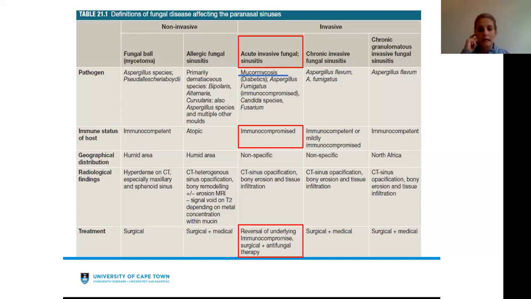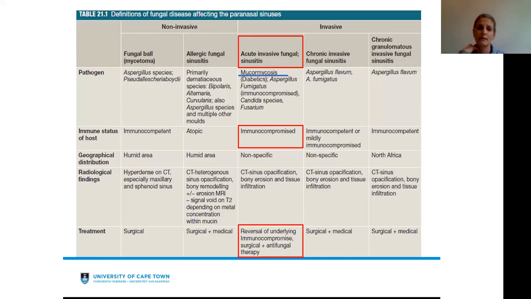What I'd like to highlight is, obviously, you can see your non-invasive groups and your invasive groups on the right. The important thing that sets acute invasive fungal sinusitis apart from the other types of fungal sinusitis, although you can have Aspergillus as a species, is that with acute invasive fungal sinusitis we get mucormycosis, which you don't really get in the other forms of fungal sinusitis.